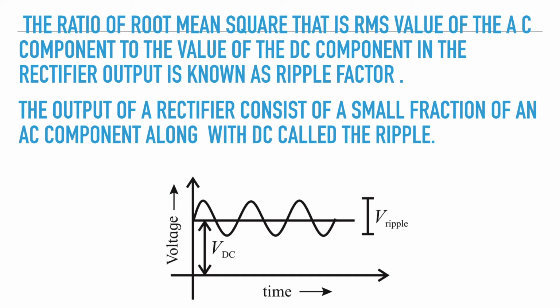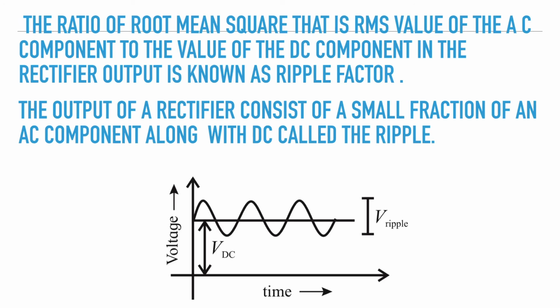The output of a rectifier consists of a small fraction of an AC component along with DC called the ripple. This ripple is undesirable and is responsible for the fluctuations in the rectifier output. The graphical representation shows the ripple in the output of a rectifier.